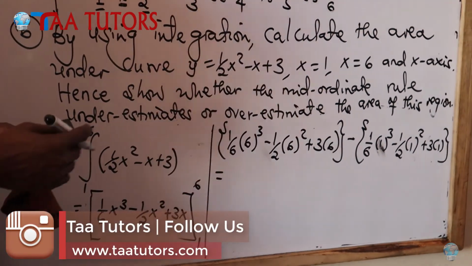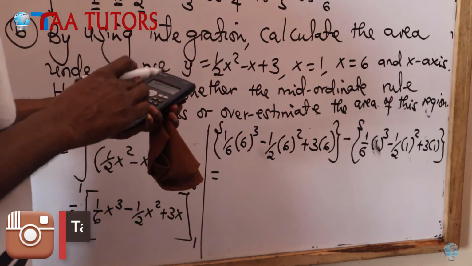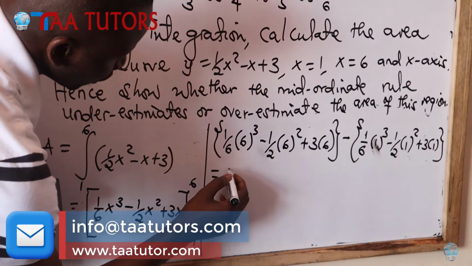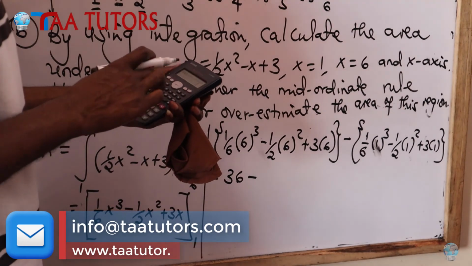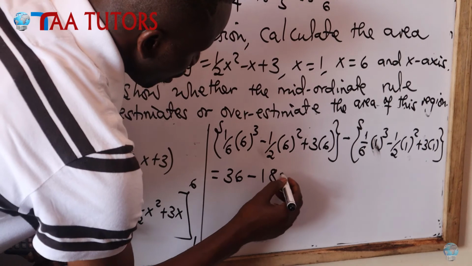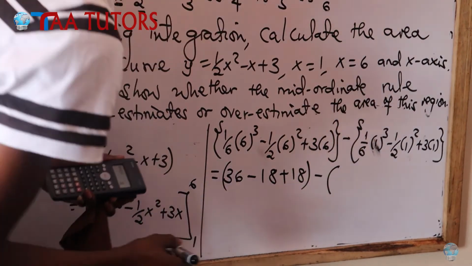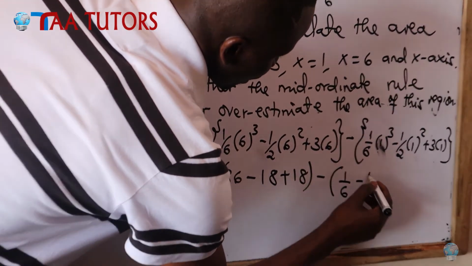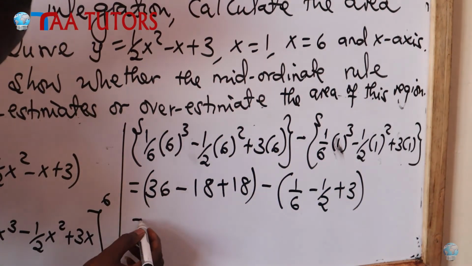If we do that, 6 cubed is 216 divided by 6, that is 36, minus 6 squared, 36 divided by 2, 18, then plus 18, 3 times 6, minus 1 cubed over 6, minus a half, plus 3. So this is what we'll get.